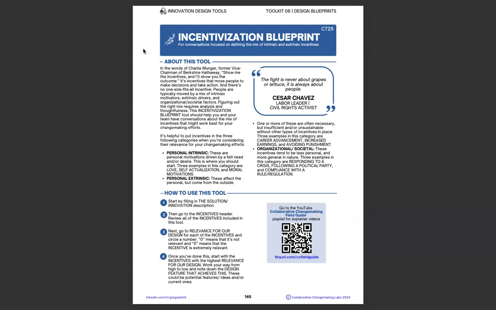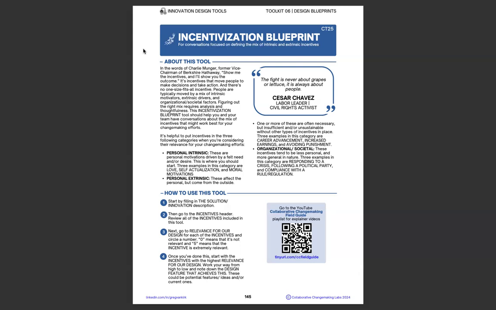Personal extrinsic. These affect the personal but come from the outside. One or more of these are often necessary but insufficient and/or unsustainable without other types of incentives in place. You can't just rely on personal extrinsic. Three examples in this category are career advancement, increased earnings, and avoiding punishment. Right? To be different for different situations.